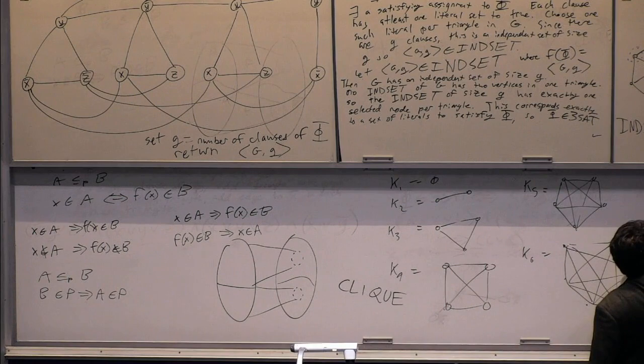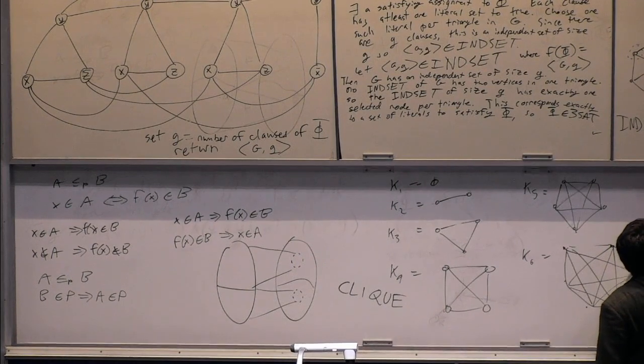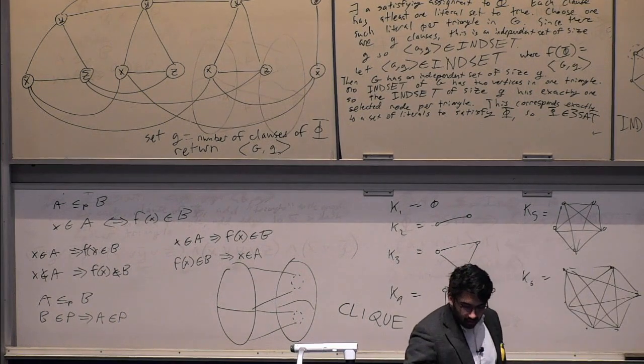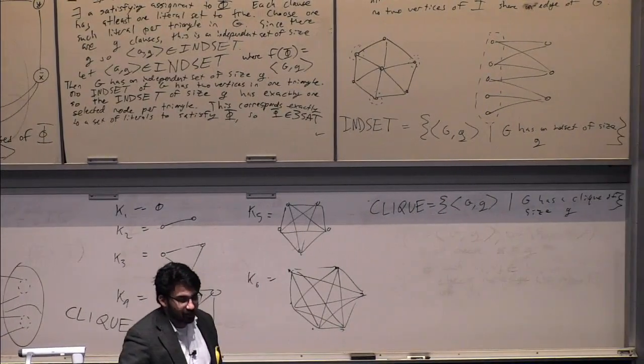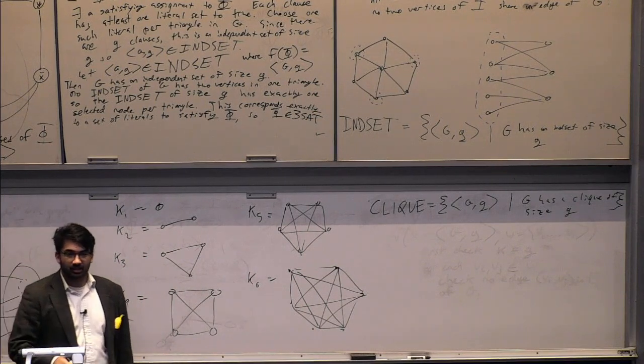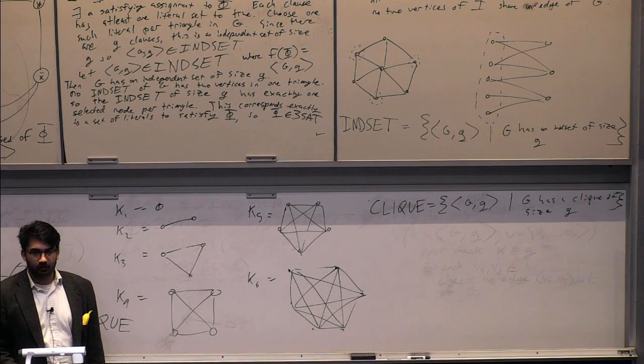Let's formulate this as a decision problem. So as a decision problem, we'll say graphs and numbers G, k such that G has a clique of size k. Here by a graph having a clique, we mean that there's a subgraph, there's a selection of the vertices you can choose such that every pair of vertices in that selection of nodes has an edge between the two of them, right?